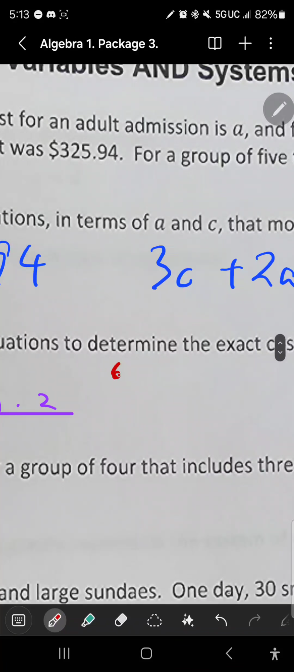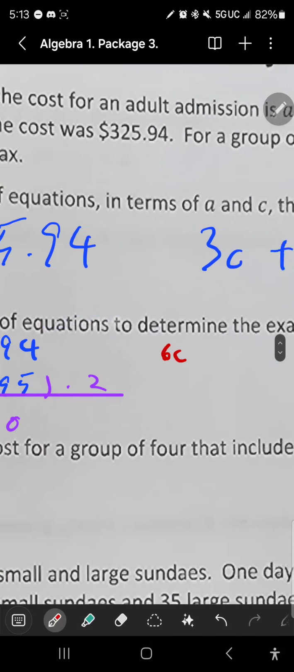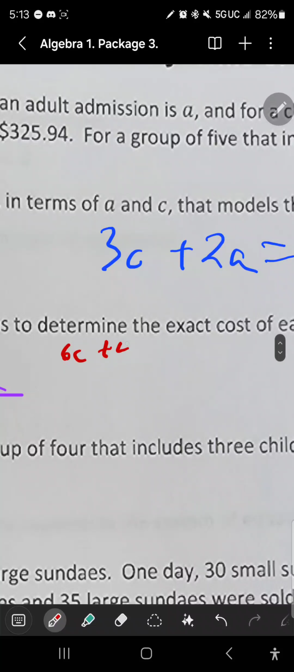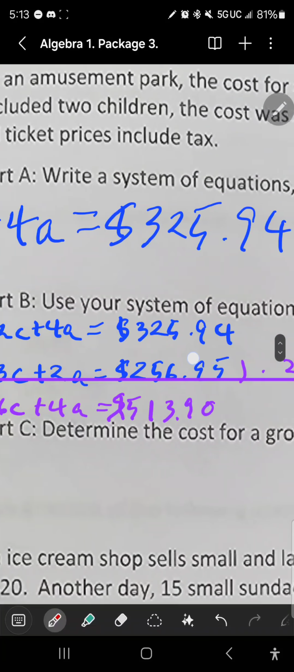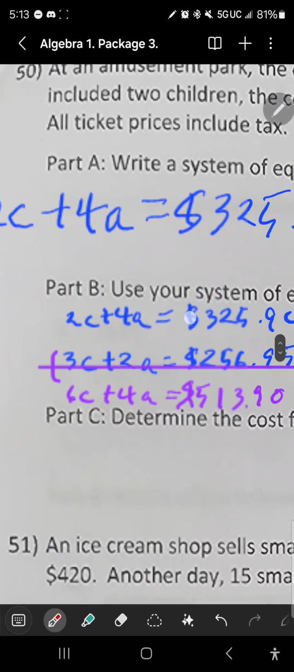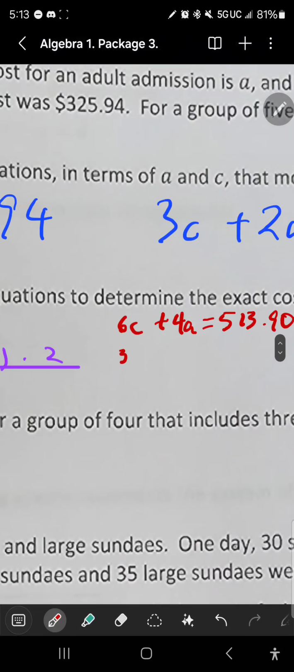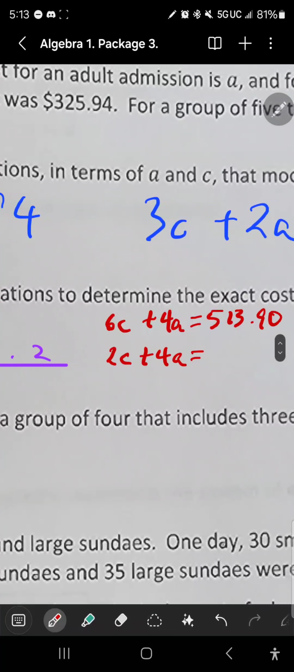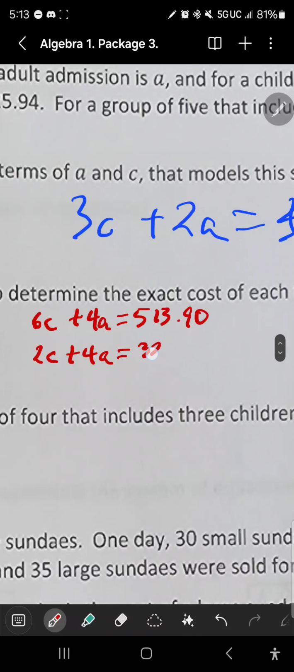I have this new equation, 6c plus 4a equals 513.90. I'm going to ignore the sign for now. And I have the initial one for the other case, which is 3c, right? No, 2c. 2c plus 4a equal 325.94.